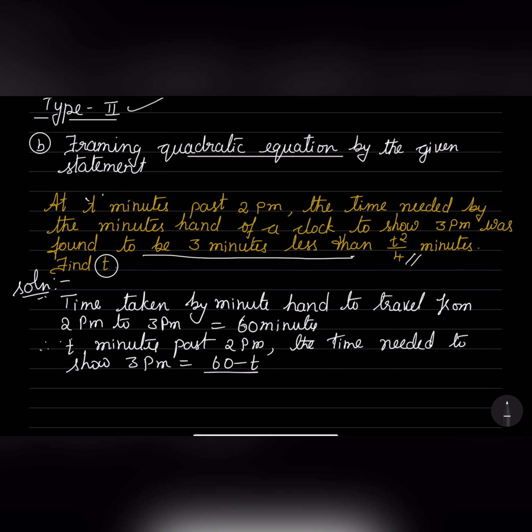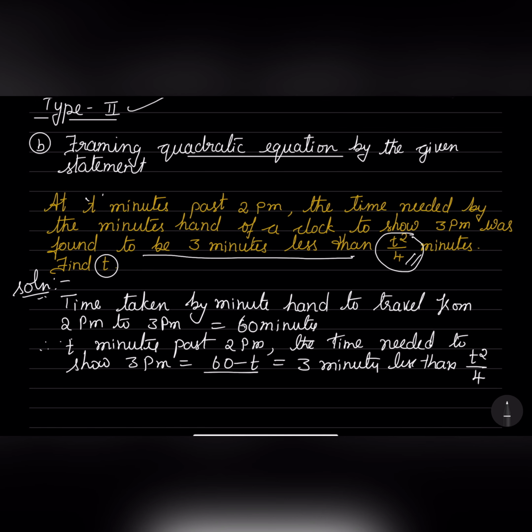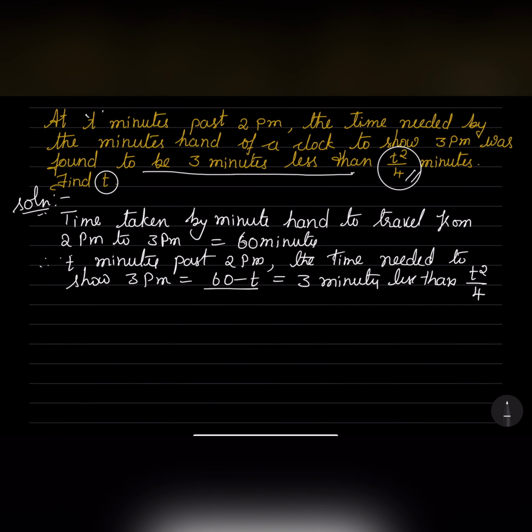So it is lagging that much. That is equal to 3 minutes less than what they have given. It is 3 minutes less than t² by 4. They have given this. So let us write down the equation for this. 60 - t is equal to t²/4 - 3. 3 minutes less than this, so t²/4 minus 3.